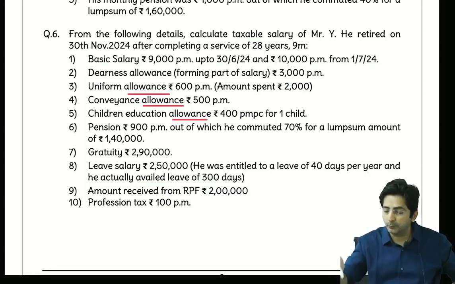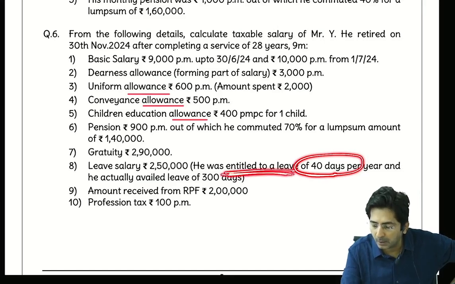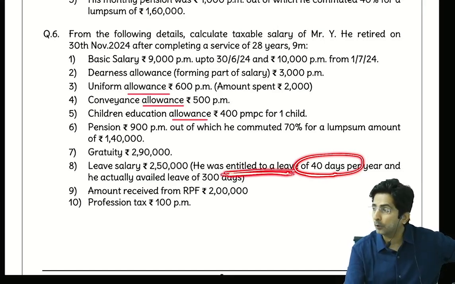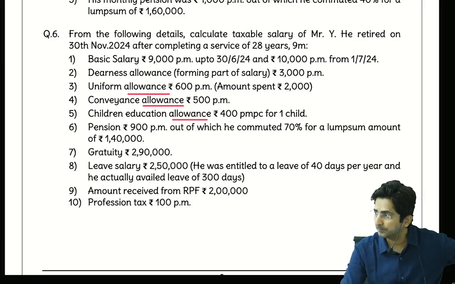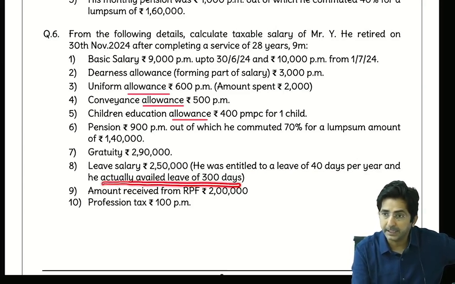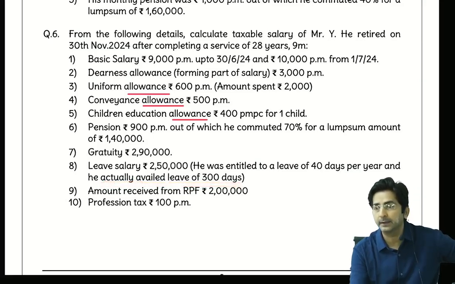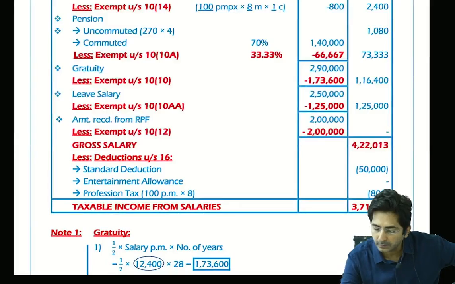So 1, 2, 3, 4, whichever is less. But see, what is the 40 days? Entitled means allowed. He was allowed 40 days leave by the employer. But this is the employer's rule. We go as per government rule. As per government, maximum 30 days. So you will take 30 days only. And what is this? He actually availed 300 days. Availed means taken. He has actually taken 300 days. So this will help us in finding leave credit. So check the answer directly.